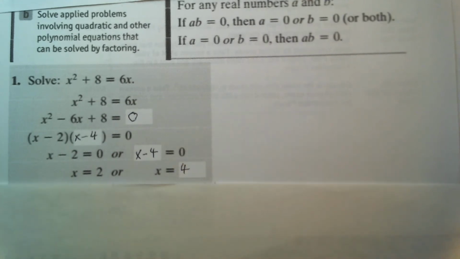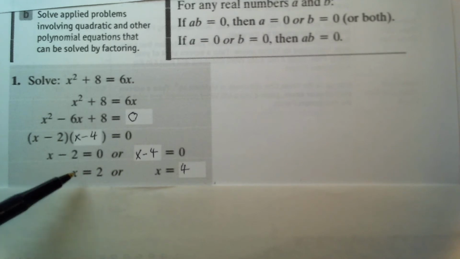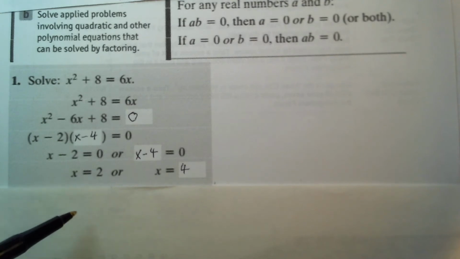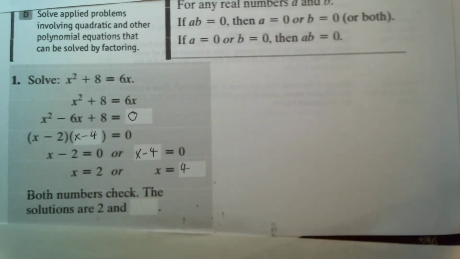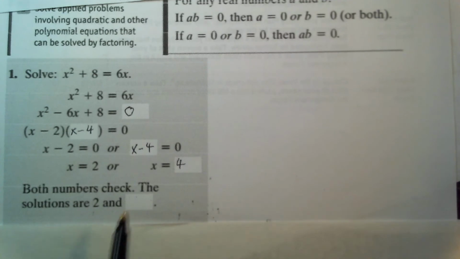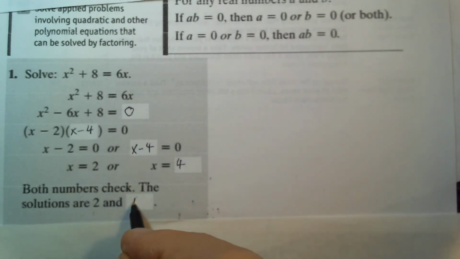So what's happening here is that a somewhat complicated expression, something raised to the second power, has been reduced to two expressions to the first power. x minus 2 is x to the first power, except we now have two equations, but they're relatively easy to solve. x minus 2 equals 0, that's a pretty easy equation to solve. So these then are our two solutions. Both numbers check. So the solutions are 2 and 4.